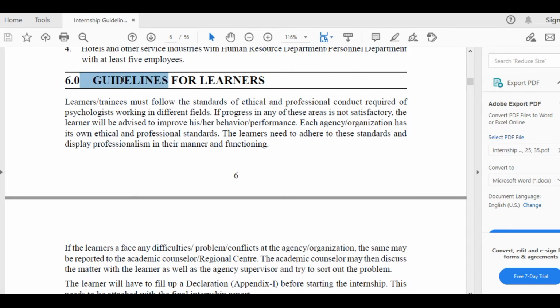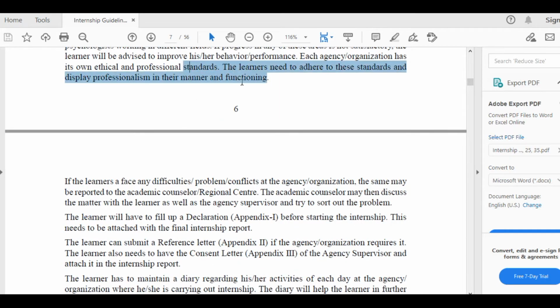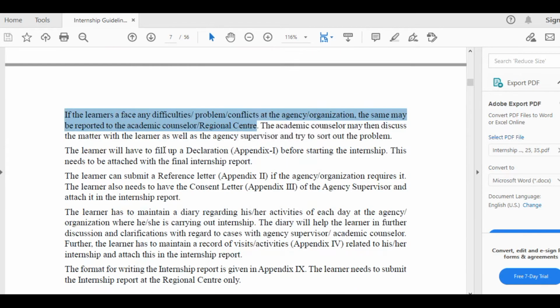Now coming to the next section, guidelines for learners. You will see all these things are written. Okay, let's jump to this. The first thing that you need to attach here is the declaration. This has to be attached with the final internship report. Then the reference letter, if the agency or organization requires it, that you have submitted during the approval.